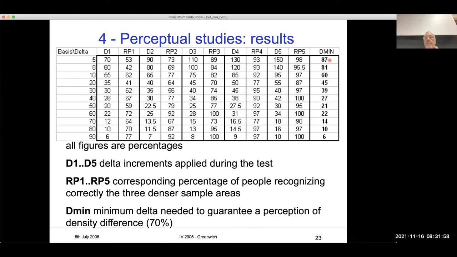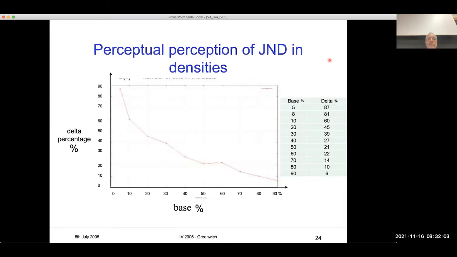And this is the curve of this story. We have the base in percentage from 0 to 90%, meaning the sample area basically filled up. And here is the percentage of the delta that we have to add to each base to make the user perceive it. So here we report the final result. This is the basic result. These are the points of this curve.